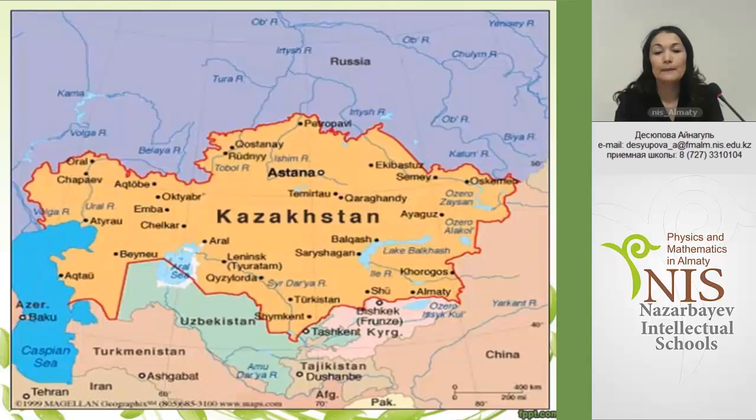So, I demonstrate to my students the map of Kazakhstan. I ask them questions about its geographical position, type of climate, and smoothly move to the question about the symbolic animal of our country.